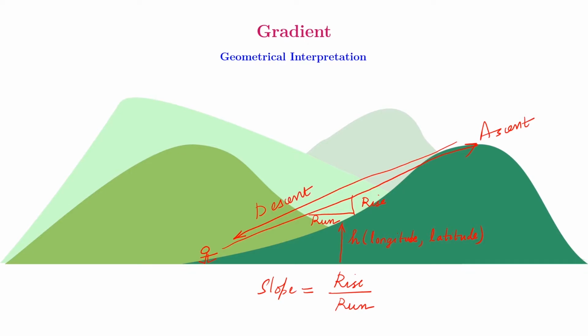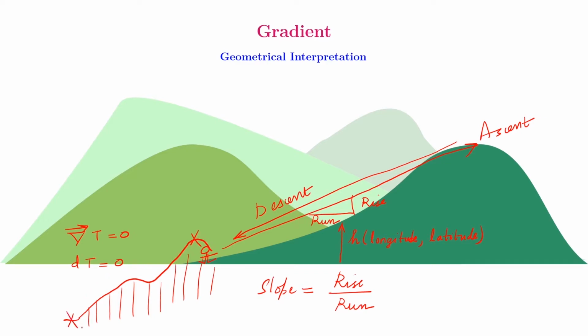What would it mean for the gradient to vanish? If ∇T equals 0 at (x, y, z), then dT is equal to 0 for small displacements about the point (x, y, z). That is, we have a stationary point for the function T(x, y, z). It could be a maximum, that is at the summit, or it could be a minimum at the valley, or a saddle point or a shoulder point.